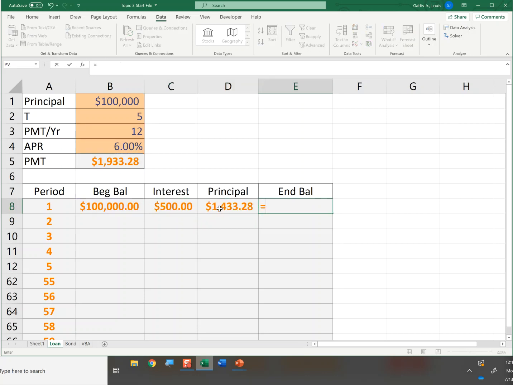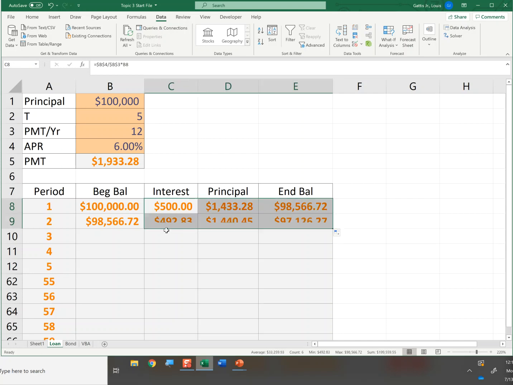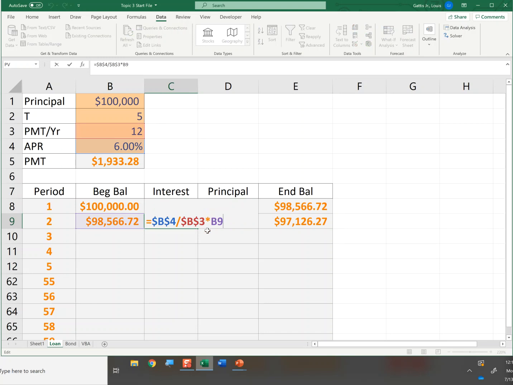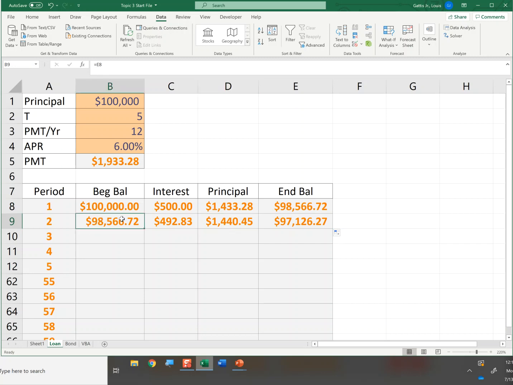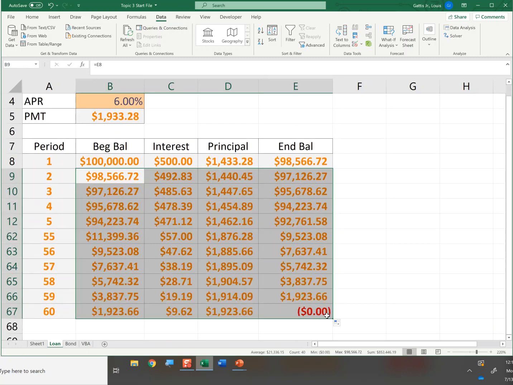So if I wanted to fully pay off my loan at the end of the first month, I owe $100,000 minus $14.33. Now my beginning balance for month 2 is $98. If I copy these formulas down, the interest component is going to fall because I'm paying 0.5% of $98,000, which means my principal component is going to rise. Now I'm going to copy this down to the 60th month.